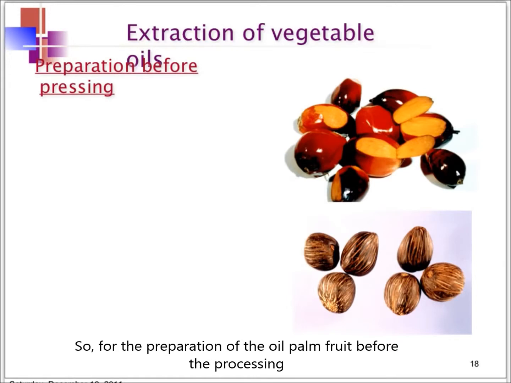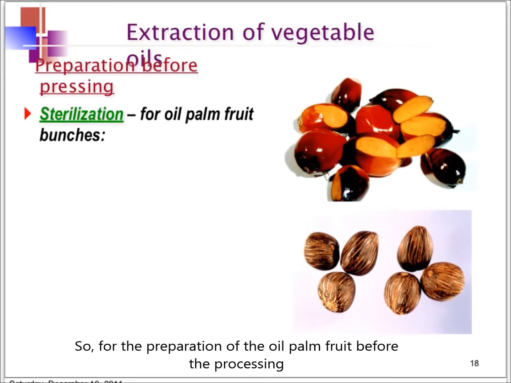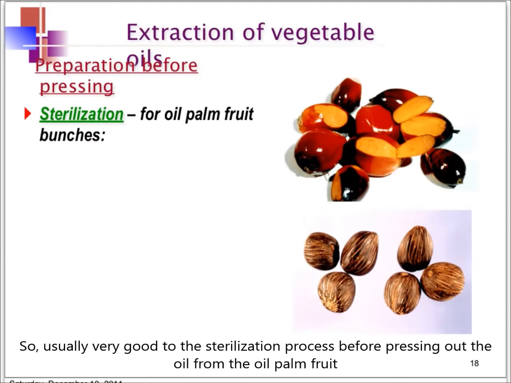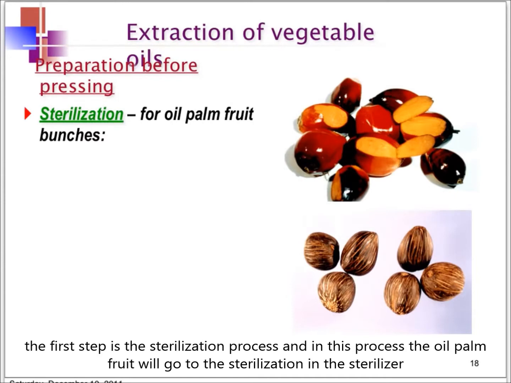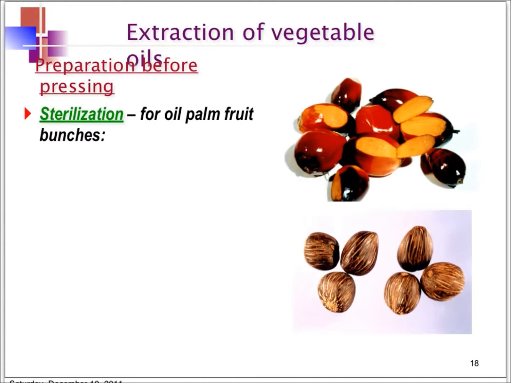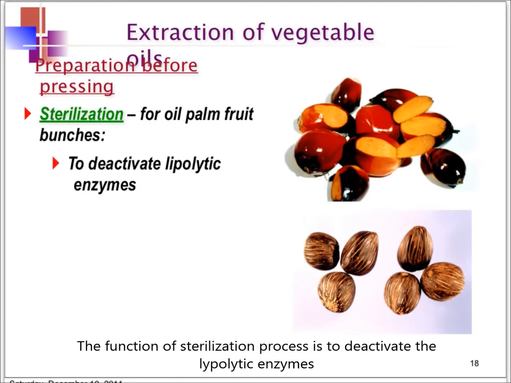So for the preparation of the oil palm fruits before processing, usually they go through the sterilization process. Before pressing out the oil from the oil palm fruits, the first step is sterilization. In this process, the oil palm fruit goes through the sterilizer. The function of the sterilization process is to deactivate the lipolytic enzymes.